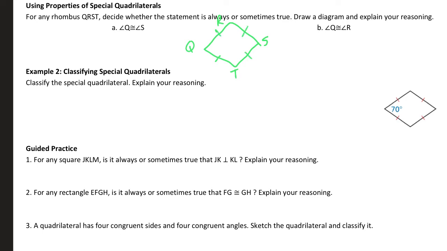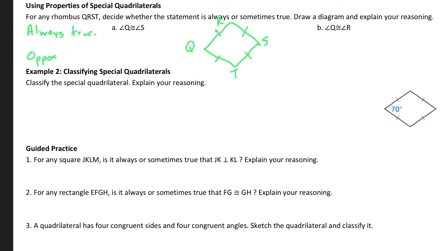Now, what I am asking here is this always, sometimes, or never true? Is Q congruent to S? Q and S are opposite angles, and our rhombus is also a parallelogram. So for part A, this is always true.